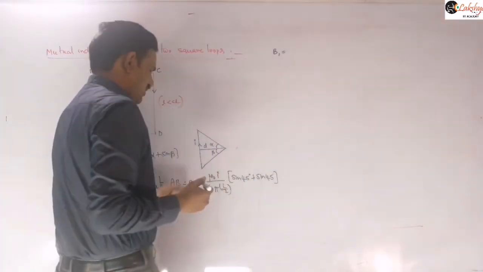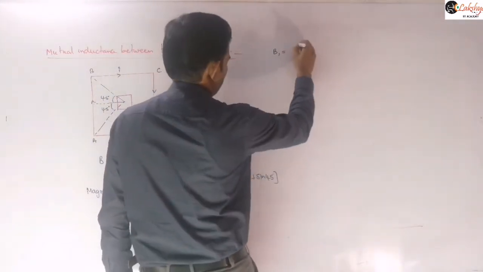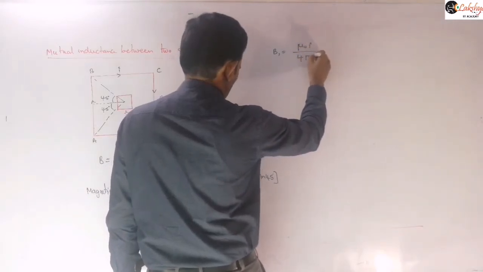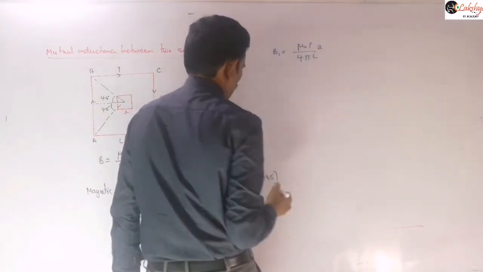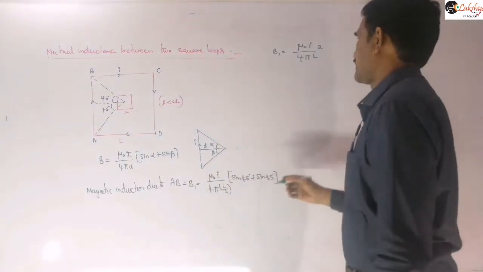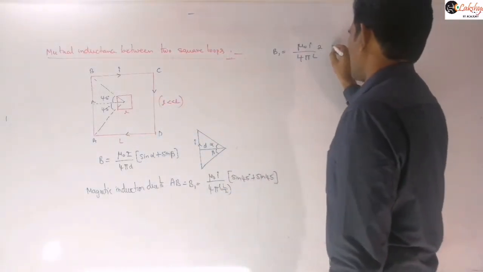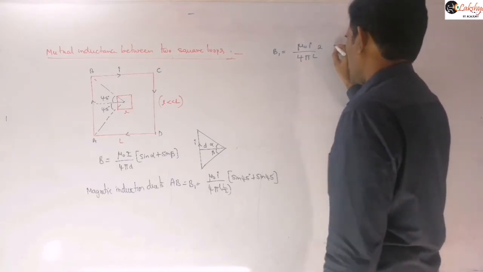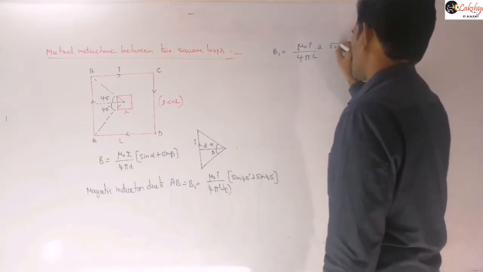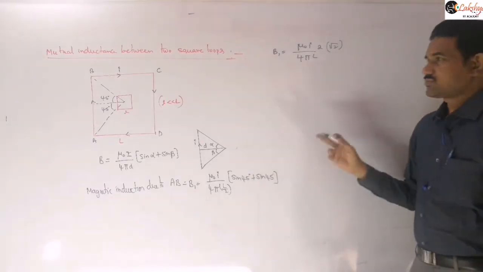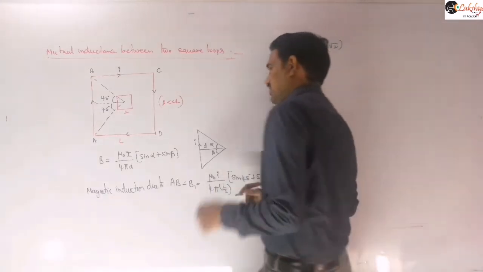So therefore the B1 value we can write is mu naught I by 4 pi into L, into 2 in the numerator, I am not cancelling here. Then you will get 1 by root 2 plus 1 by root 2. So you will get that as root 2, right? It means 1 by root 2 plus 1 by root 2 is 2 by root 2, which is nothing but root 2. So that is our B1.